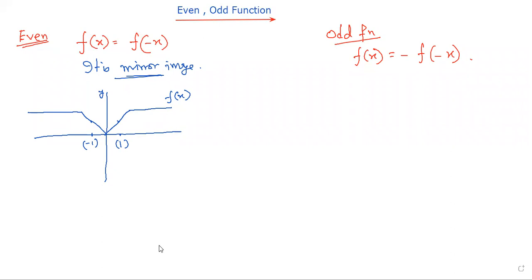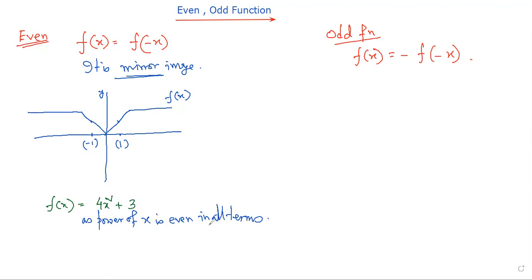Now, another thing I can find: let's say f(x) is written as an algebraic function, 4x square plus 3. Let's say this is one function. In that function, I can see that the power of x is even in all terms. In the first term, the power of x is 2. In the second term, the power of x is 0.